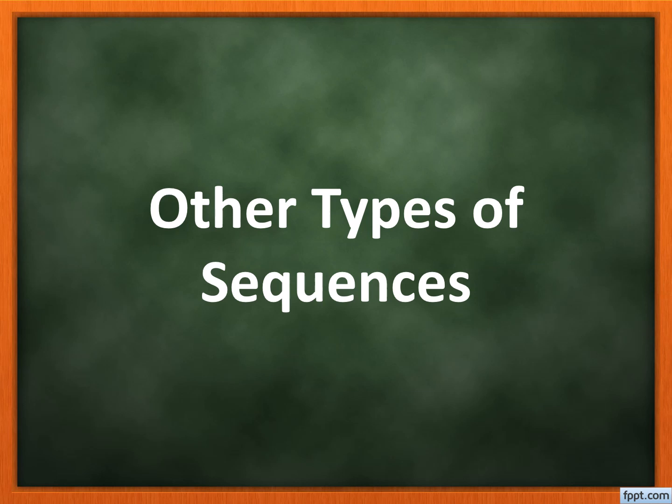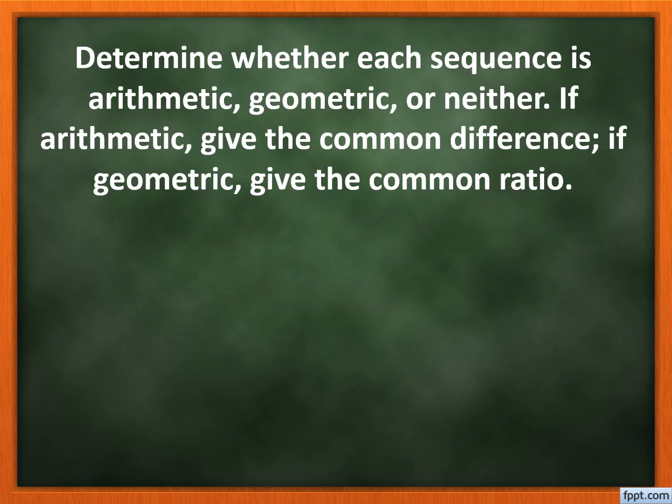Let us learn other types of sequences. But before that, let us determine whether each sequence is arithmetic, geometric, or neither. If the given sequence is arithmetic, give the common difference. And if the given sequence is geometric, give the common ratio.